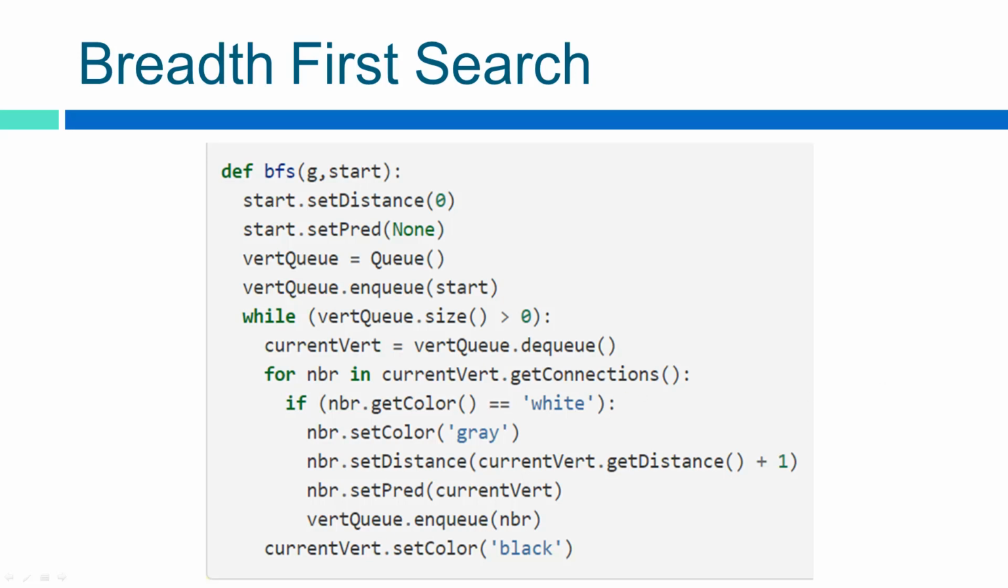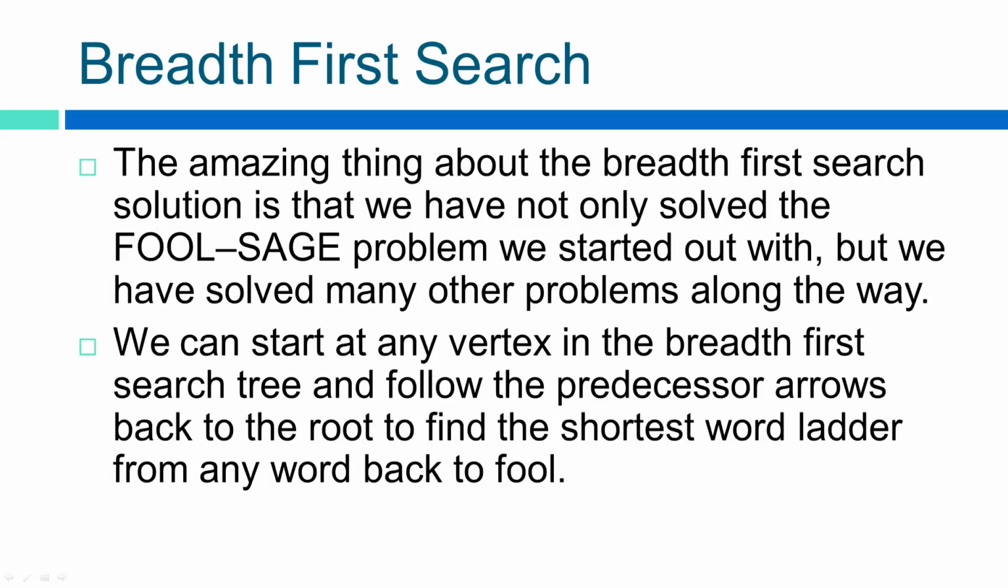By adding neighbor to the end of the queue, we've effectively scheduled that node for further exploration, but not until all the other vertices in the adjacency list of that current vertex have been explored. That way, if we reach the end, or the target, we'll reach it first. What's amazing about the BFS solution is that not only have we solved the fool to sage problem, so given that graph, find that path, but we've actually solved many other problems along the way. Now we can start at any vertex in the BFS search tree and follow the predecessor arrows back to the root to find the shortest word ladder from any word back to fool.